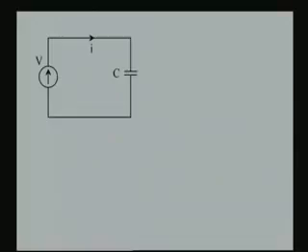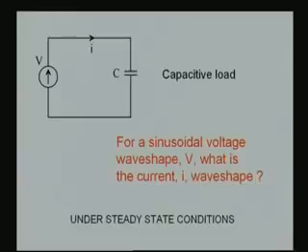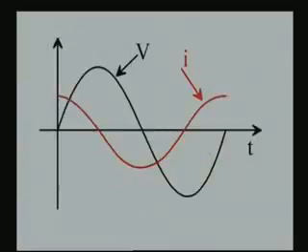Now, let us consider one more modification, that is a capacitive circuit. Here the load is capacitive. Let us apply the same sinusoidal voltage wave shape to this capacitive load and see what happens to the current wave shape under steady state conditions again. So, we see again here the same familiar axis, the time axis t, the amplitude axis, with the source voltage being black in color, the current being red in color.